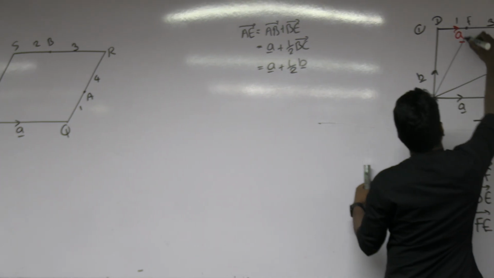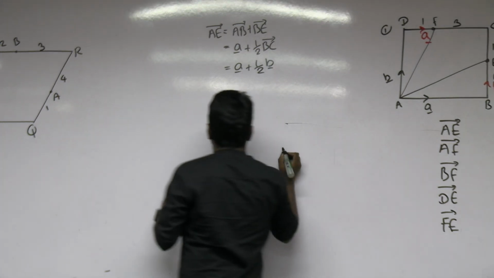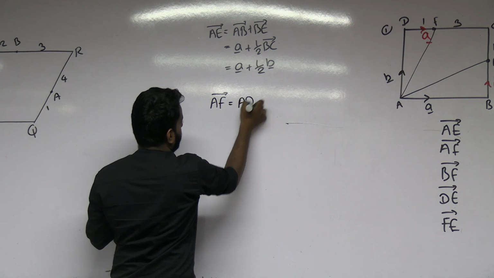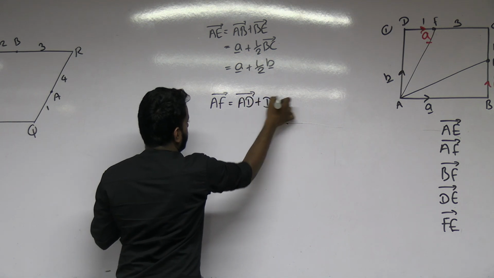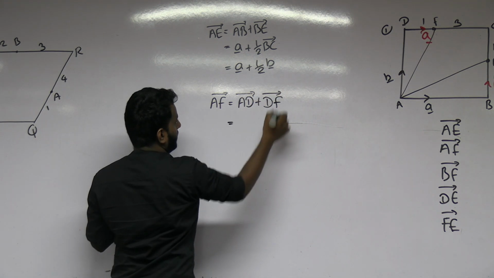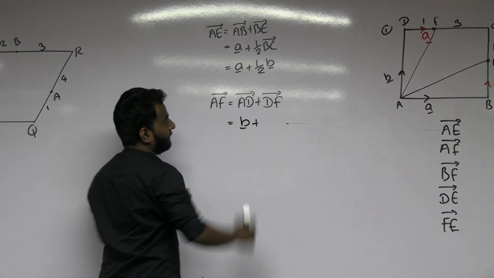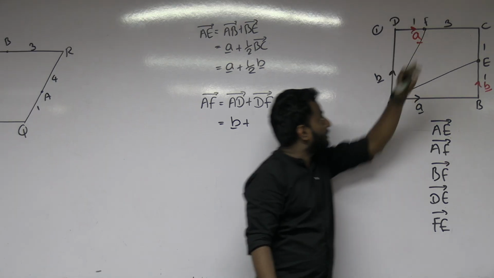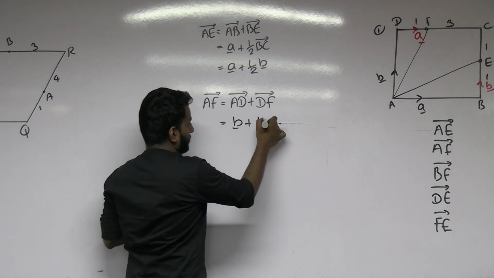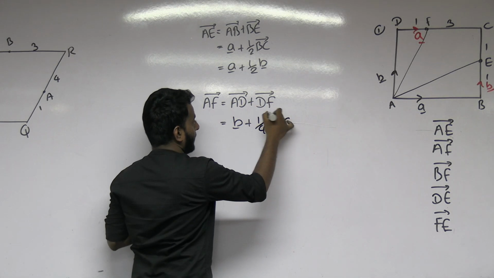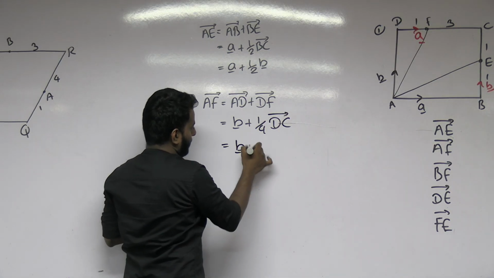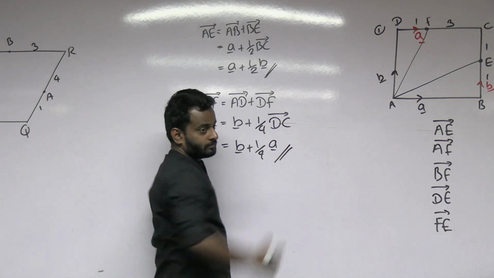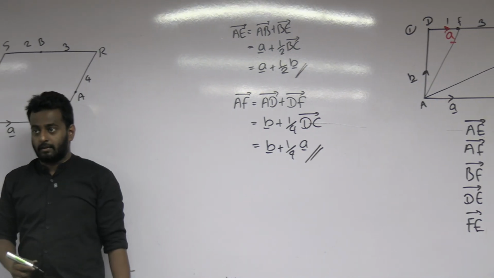So AF is a complete vector. So we can write AF equals to AD plus DF. So AD is simple B and DF is a portion. The complete vector of DF is DC and the ratio is 1 over 4. It's 1 over 4 DC. So we can write B plus 1 over 4 simple A. Are we okay with that?